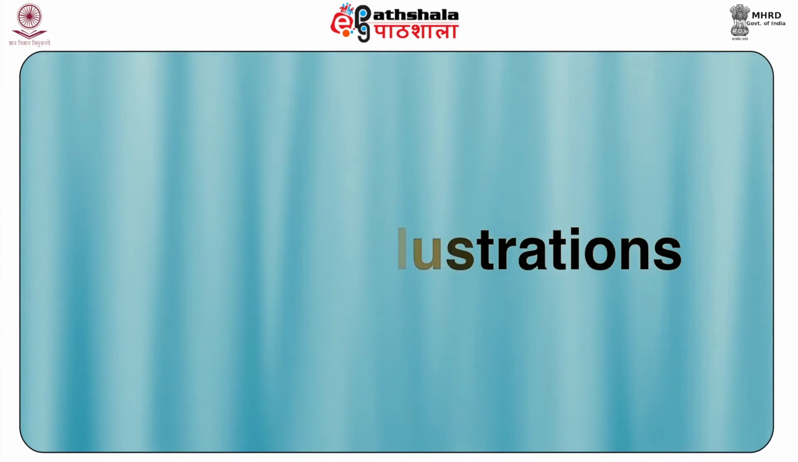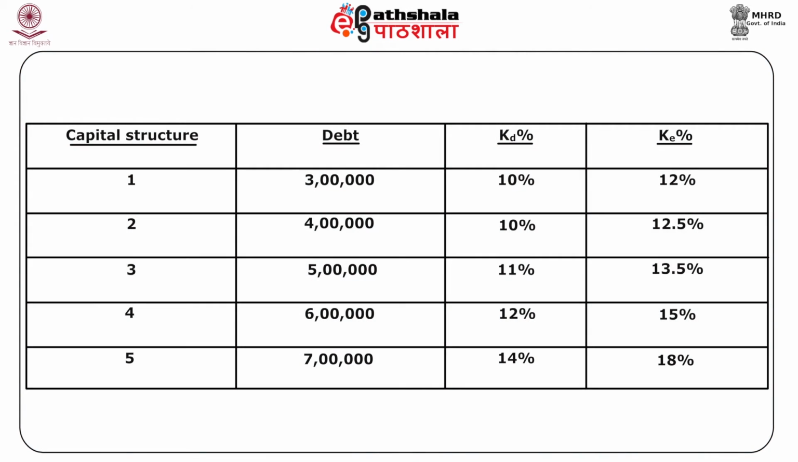Practical illustrations. Illustration 5. Z Limited with EBIT of 3 lakhs is evaluating various possible capital structures. Some of the capital structures are given below. Which one of the following given structures would you recommend?